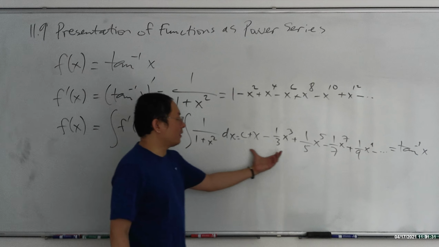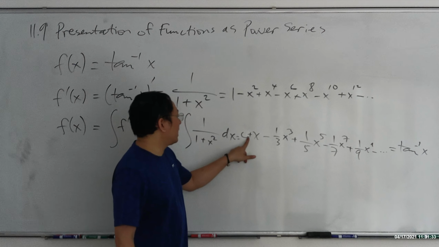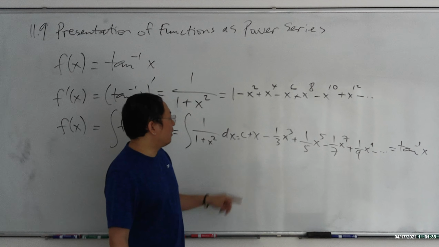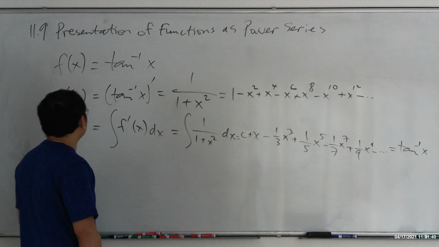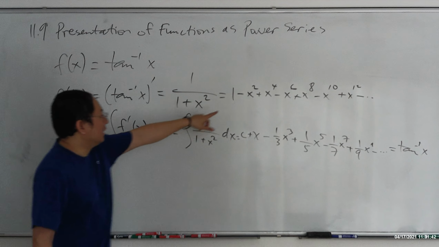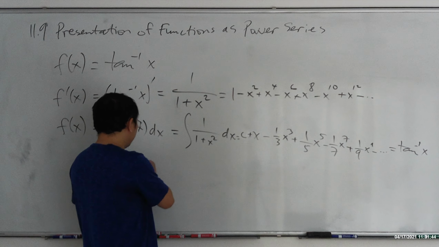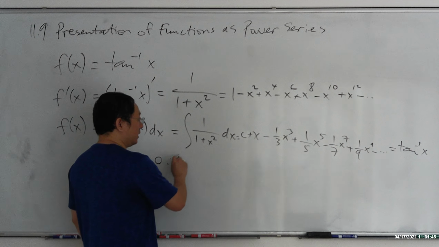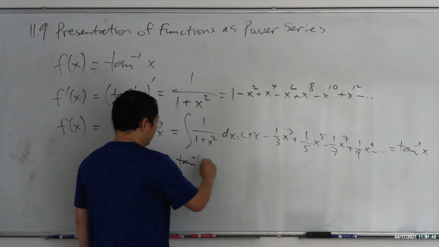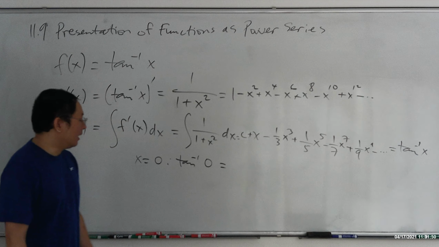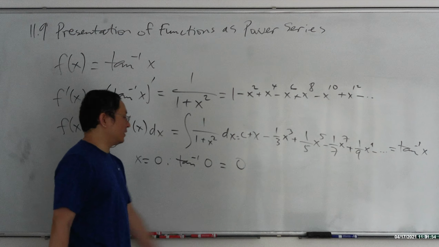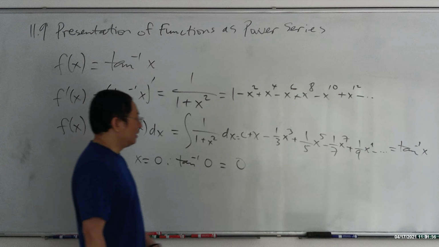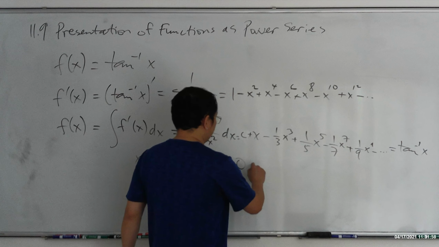So you almost have the power series. All you have to do now is take care of the constant, right? How do we find a constant? Just plug a value in for x, and the best value to plug in is what? The center. In here, x equal to 0 is the center. X equal to 0, then tangent inverse of 0 is equal to 0 because tangent of 0 is equal to 0. Okay? And this is equal to what?